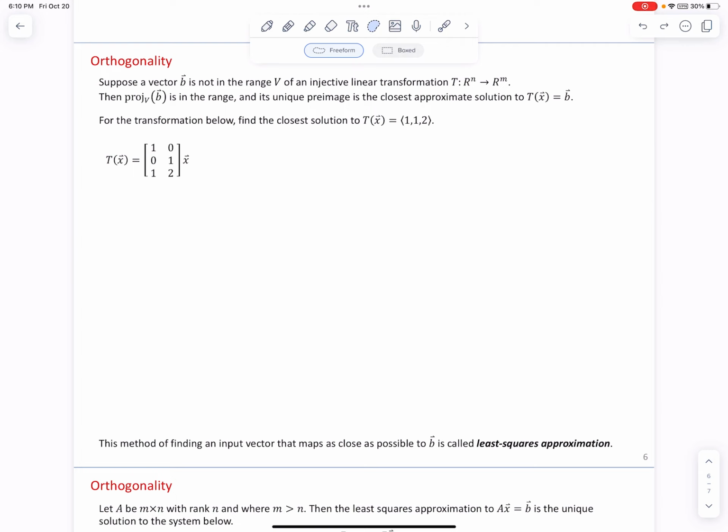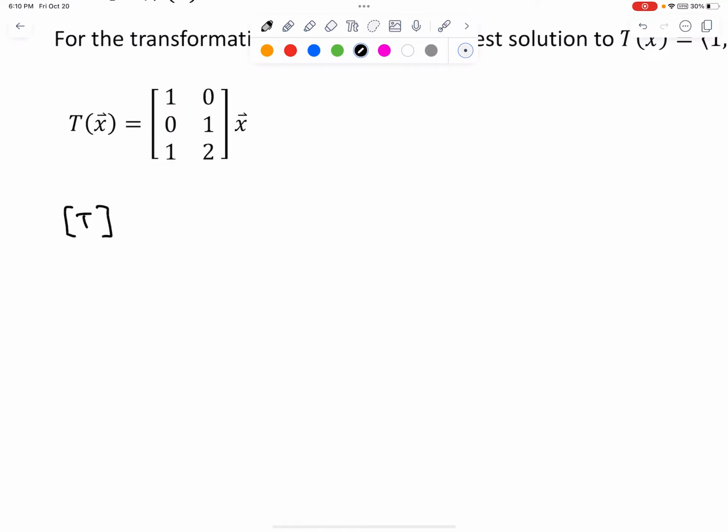For the transformation below, find the closest solution to T of x equals (1, 1, 2). Right, we need to first verify that b is not in the range of this transformation and that this is in fact an injective transformation. Let's take a close look at the standard matrix for this transformation. If we put this in reduced row echelon form, we will get the following.